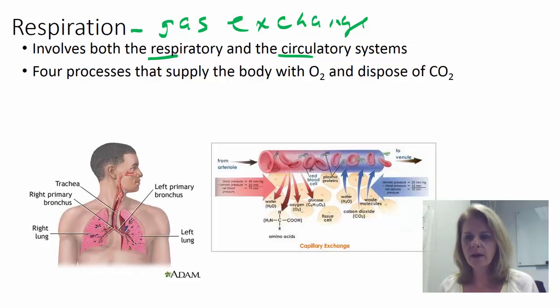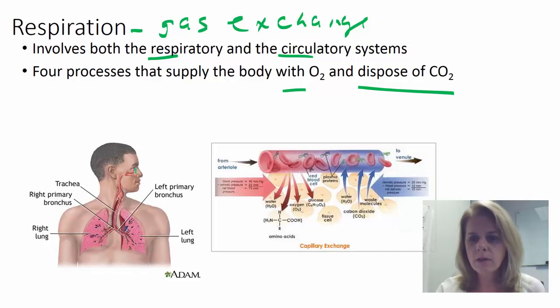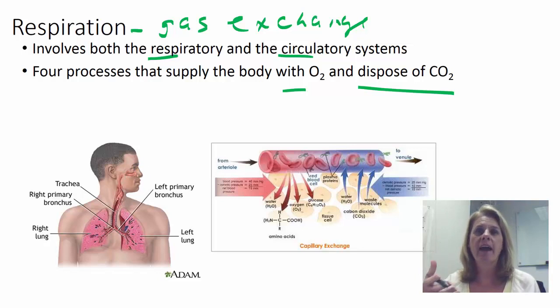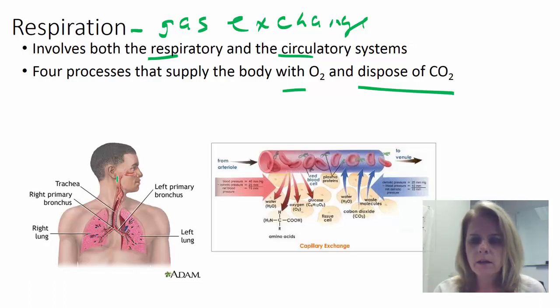There's actually four processes that supply the body with oxygen and dispose of CO2. So I'm going to show you all the different parts of respiration. Just to make sure we know where we are, we're going to do more detail on the anatomy in just a minute, but we're talking about the nose, the mouth. We're talking about basically the way the air can get in, because most of the time you breathe through your nose, but we can be mouth breathers, so that includes the mouth too. And then air can go down to the trachea and then out to the lungs.